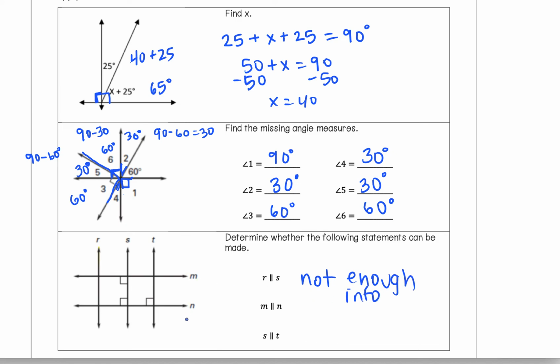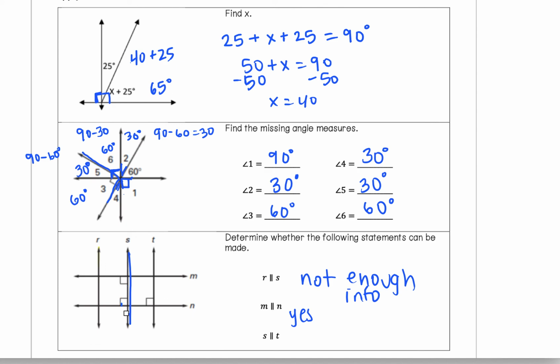For line M and line N being parallel, we're checking all the transversals. Transversal T doesn't give us enough information. We know it's perpendicular to line N, but we don't know if it's perpendicular to line M, so we can't decide that. We can see that for the transversal S, it is perpendicular to N and it's perpendicular to M. So yes, because of transversal S. You can see those both cutting through. Those will tell us that because it's perpendicular to each of those lines, then that means that line M must be parallel to line N.